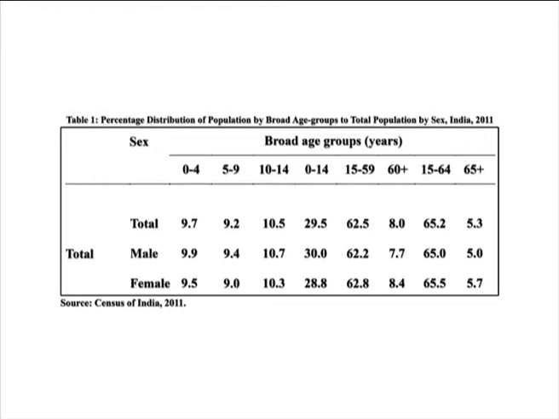Since the sex ratio at birth and between the age group 0 to 6 years is unfavorable to the females, we can see from the table that the proportion of female population in younger age group, that is up to 14 years of age, in total population is lower than that of the males, while in the age groups more than 15 years of age, the respective proportions are higher for females than the males.